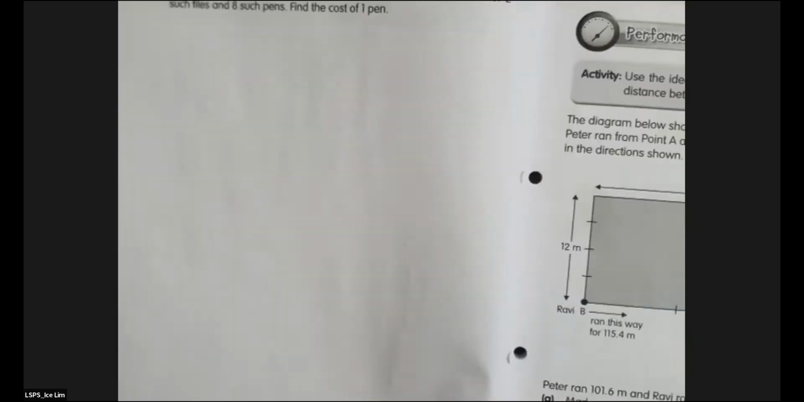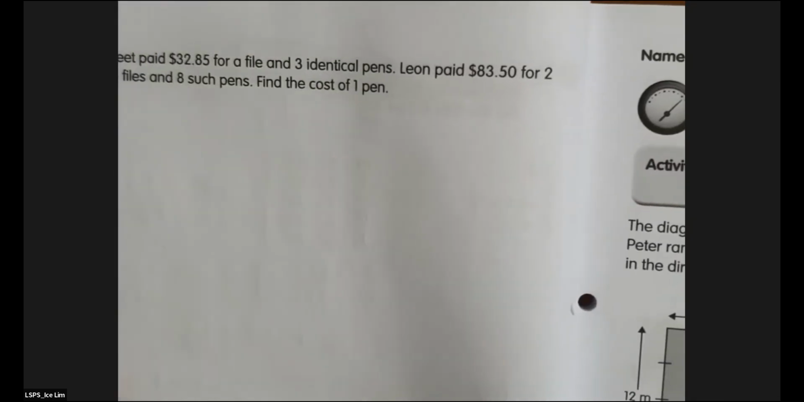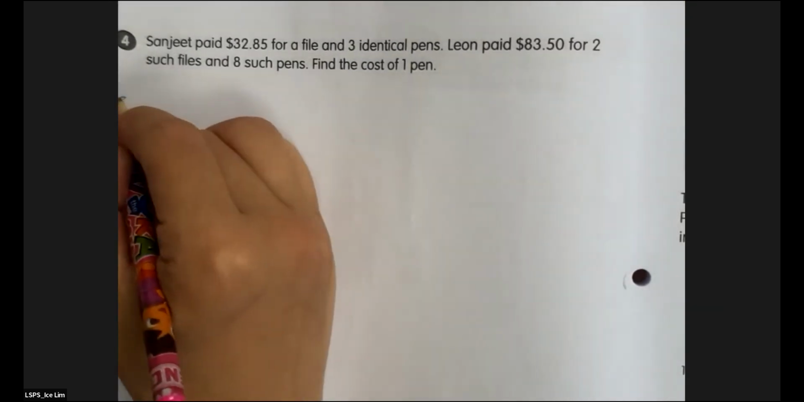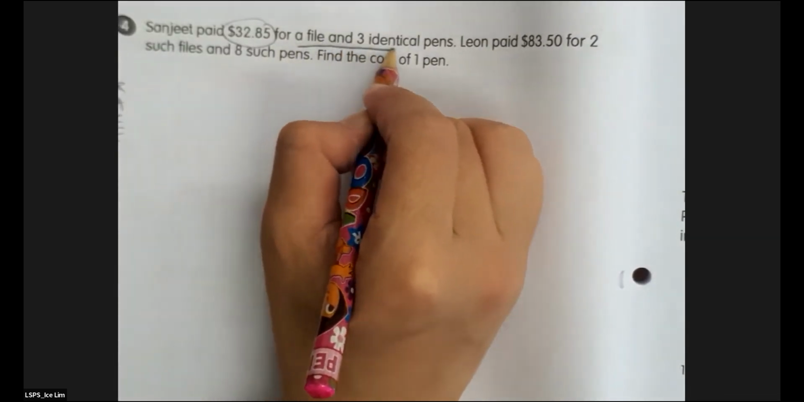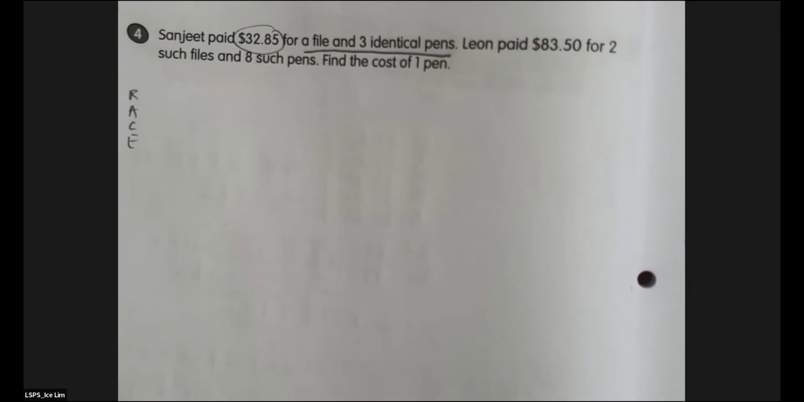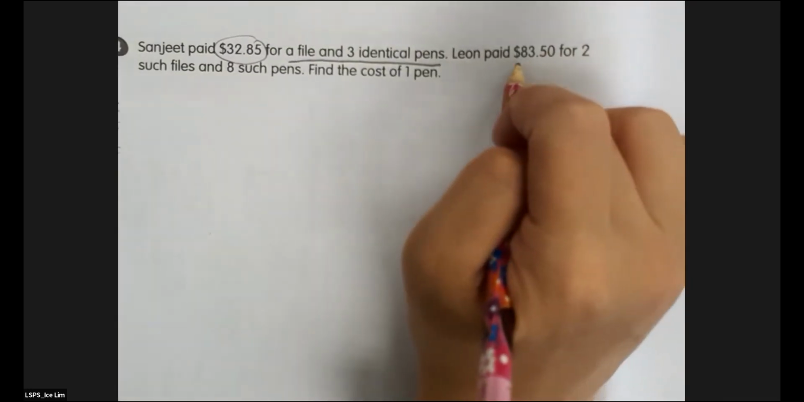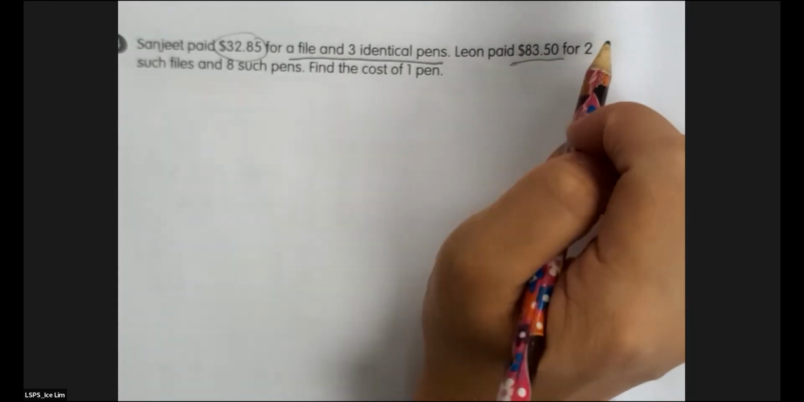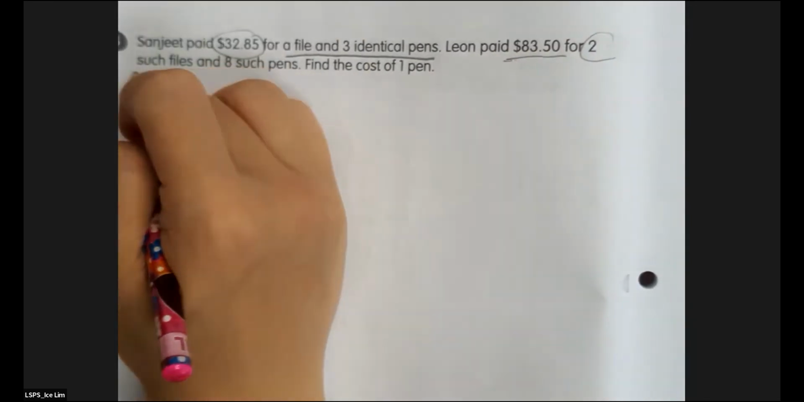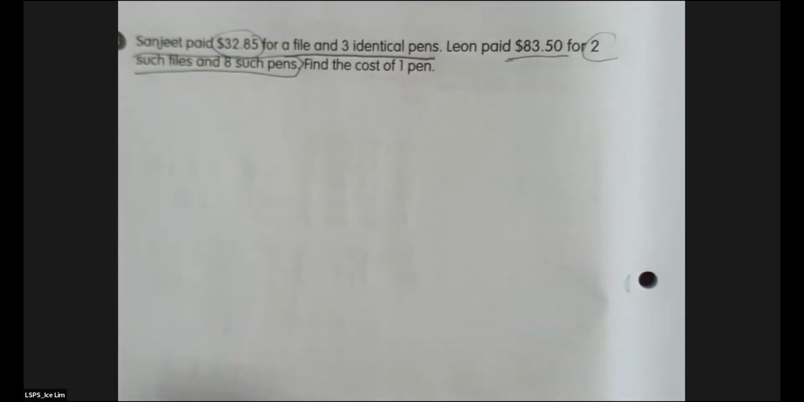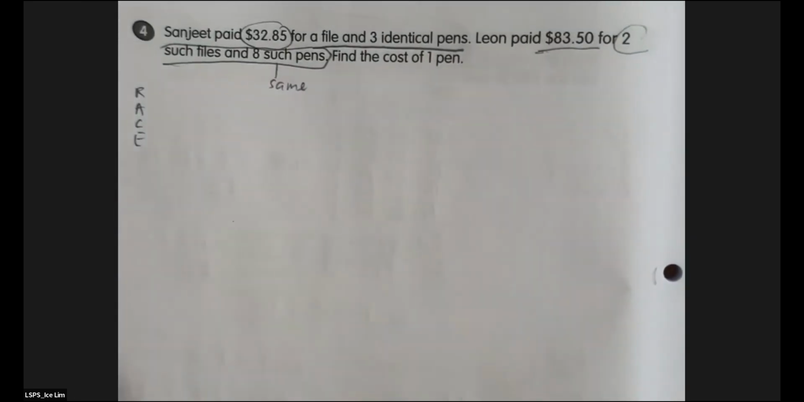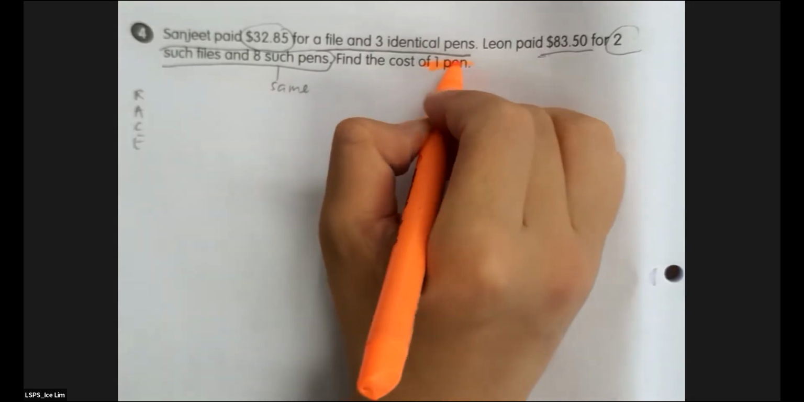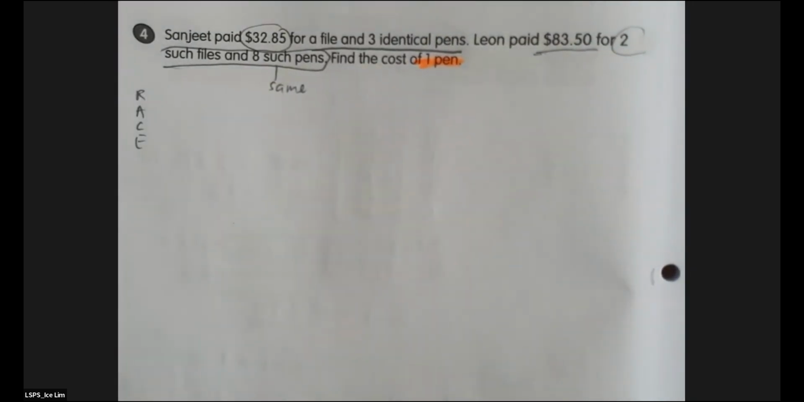Okay, last one here, page 36, question 4. Sanjit paid $32.85 for a file as well as 3 identical pens. Leon paid $83.50 for 2 such files and 8 such pens. The word such means it's the same kind of pen, the same kind of file. The last part asks: find the cost of one pen.